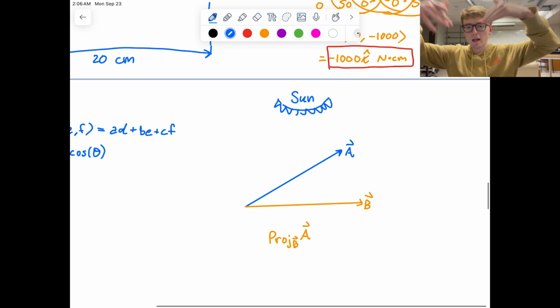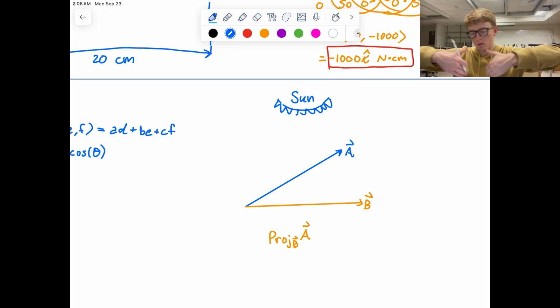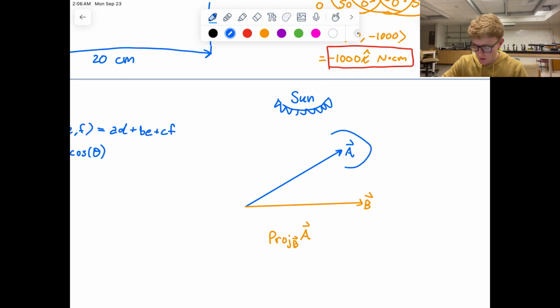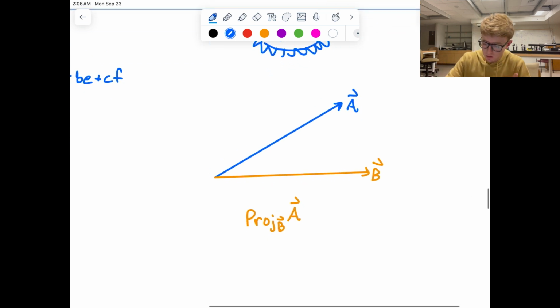So now the sun is shining directly down on these vectors, okay? Projection is kind of like the shadow that the sun makes. So it's like the shadow that vector A casts on vector B. That's kind of how you can think of projection. So what is that going to look like? Hopefully this is a little bit more intuitive.